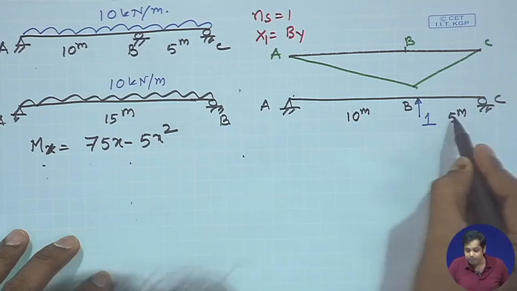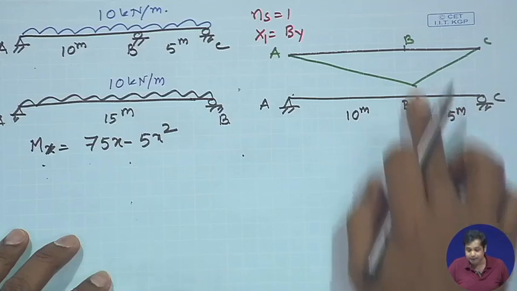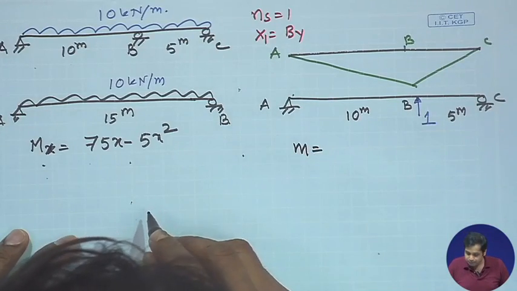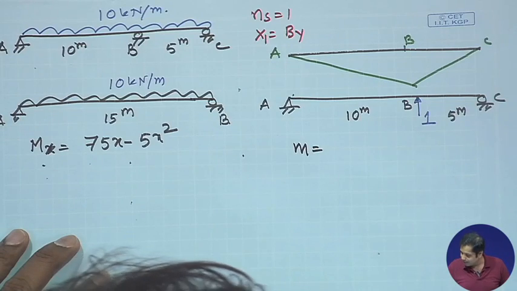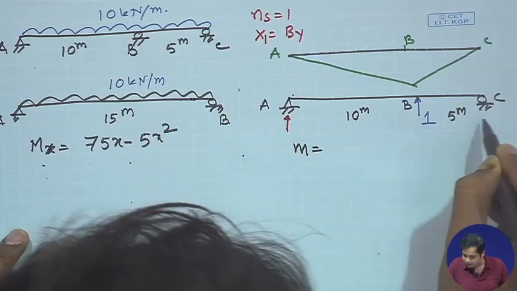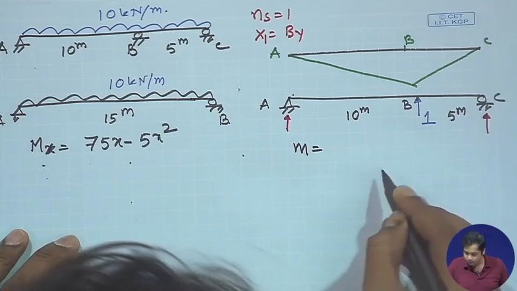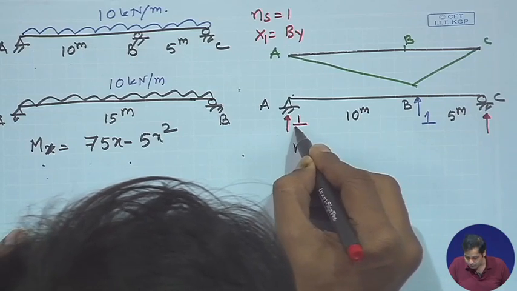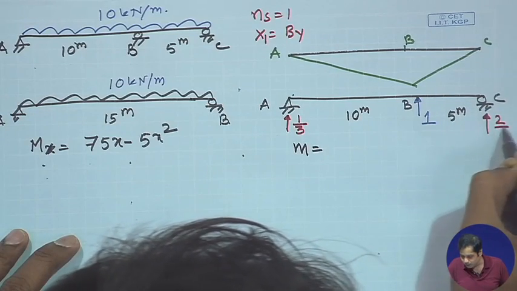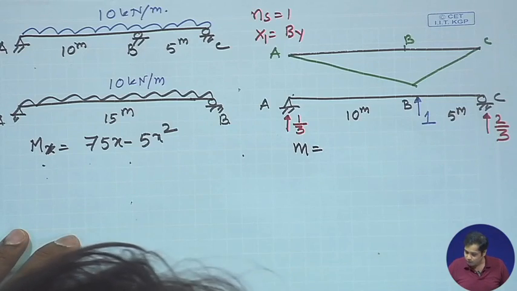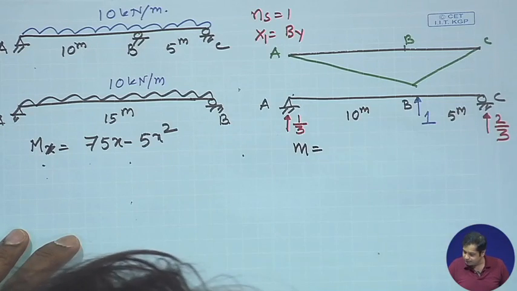Small m means the bending moment due to the unit load in the direction of redundant force. So, small m is equal to, in this case the vertical reactions will be, if you see the vertical reaction, this reaction will be 5 by 15 means 1/3, and this reaction will be 2/3, that you can easily verify.